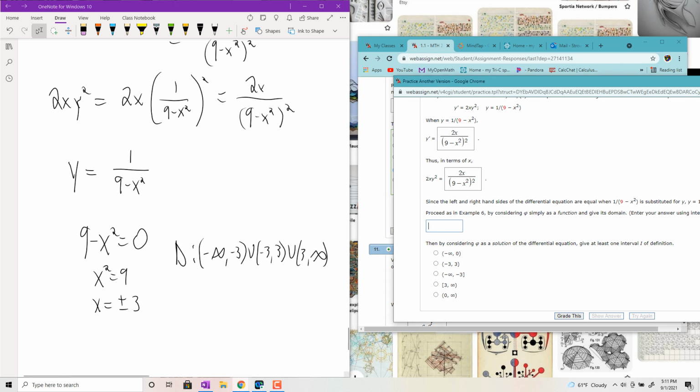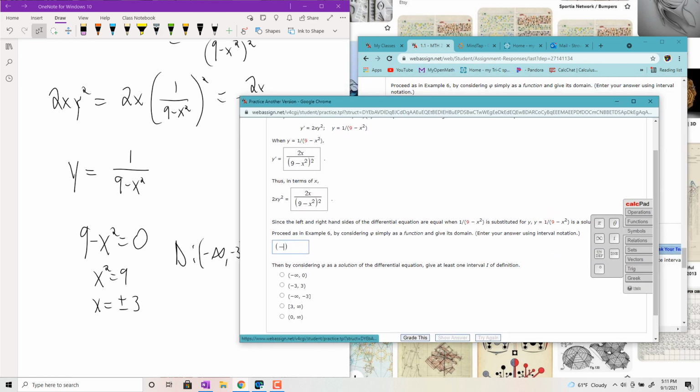Okay. So go in here. I'm going to have to get my symbols because I don't know the negative infinity to negative 3. Oops, and it's getting the extra parentheses for some reason. And then I need a set notation, union, and back to negative 3 to 3, and then union, and then back to 3 to infinity.